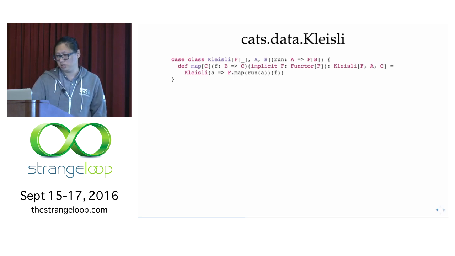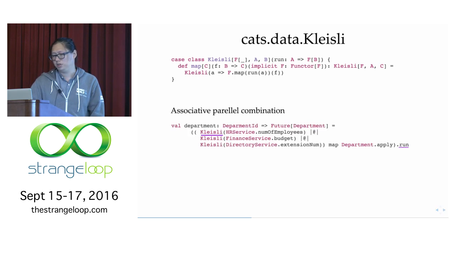So the example we see here is that you can map this Kleisli. You have a Kleisli from A to F of B, and you have a function from B to C, and you map it, you get a Kleisli from A to C. So that's just the same thing as you map a function. Then we can do the combination again with this class, with the help of Kleisli.